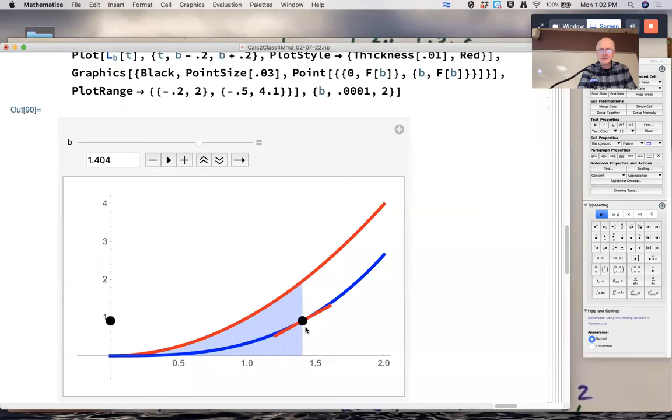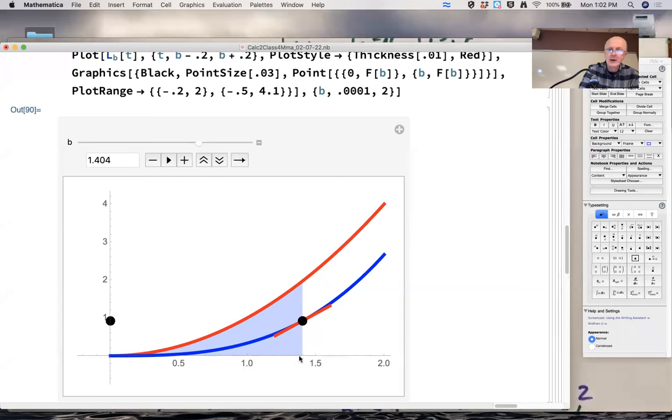This area should be close to the second coordinate of this point in the blue graph, which is close to 1. Is it? It's almost a triangle with a base of 1.4 and a height of 2. Area of a triangle is 1/2 base times height. 1.4 times 2 is 2.8. Half that's 1.4. The area of the triangle that I'm drawing with the cursor here is about 1.4.